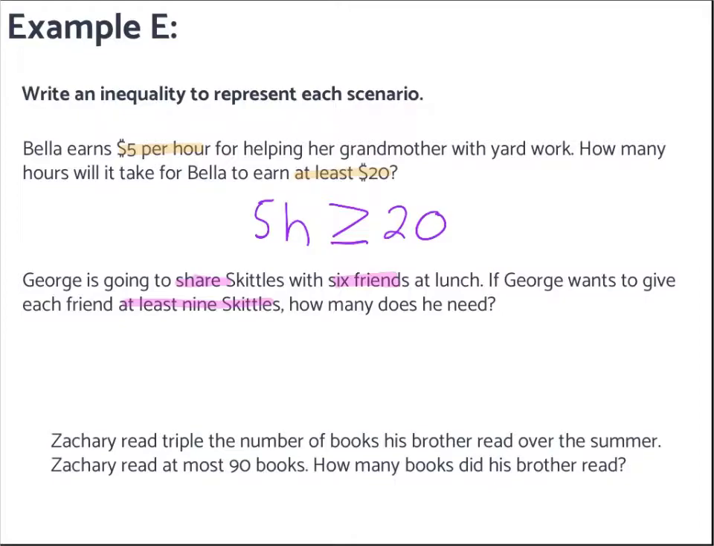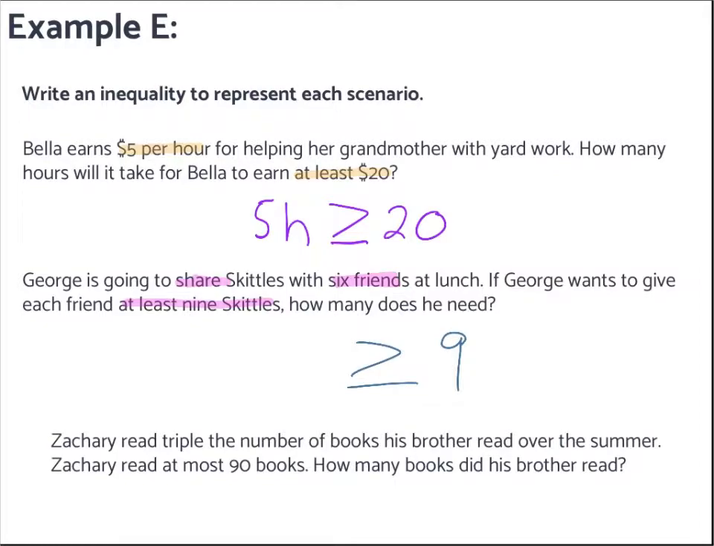Okay, so we went through and got our important information. We know that we're going to be sharing out these Skittles, so we're going to be dividing them up amongst his friends, so we know that we're going to have division, and there has to be at least a certain amount, so we know that he has to have more than that amount once he's done dividing. So he needs to have at least, in this case, so whatever we want to end up with wants to be bigger than 9 Skittles. So whatever we have, we need to make sure that it's greater than 9 when we're all said and done.